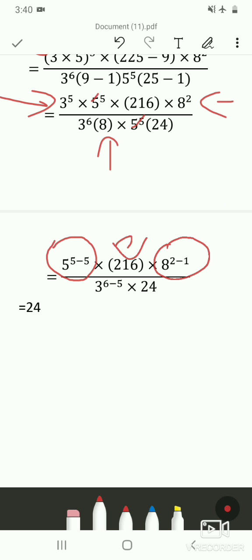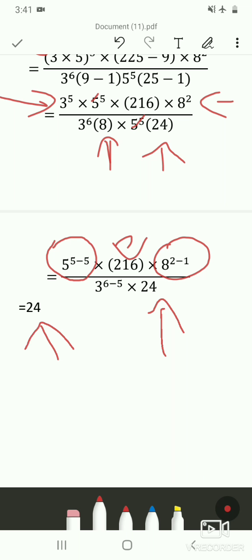216 is as it is. So here 24 is as it is, and this 8 we have taken in the numerator by using the second law. So after the simplification you will get the answer as 24.